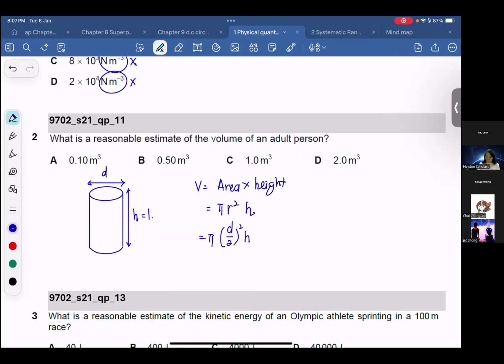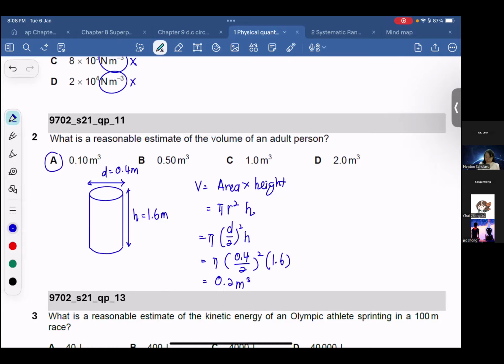Okay, I'm a normal girl. Normally the height for a girl is 1.6 meters. We estimate. What is the length of the shoulder here? It's roughly 40 cm, so 40 cm is 0.4 meters, roughly only. So pi times 0.4 divided by 2, squared, times the height 1.6 meters. If I press the calculator, roughly I will get 0.2 meter cube. So which answer is the best estimation?